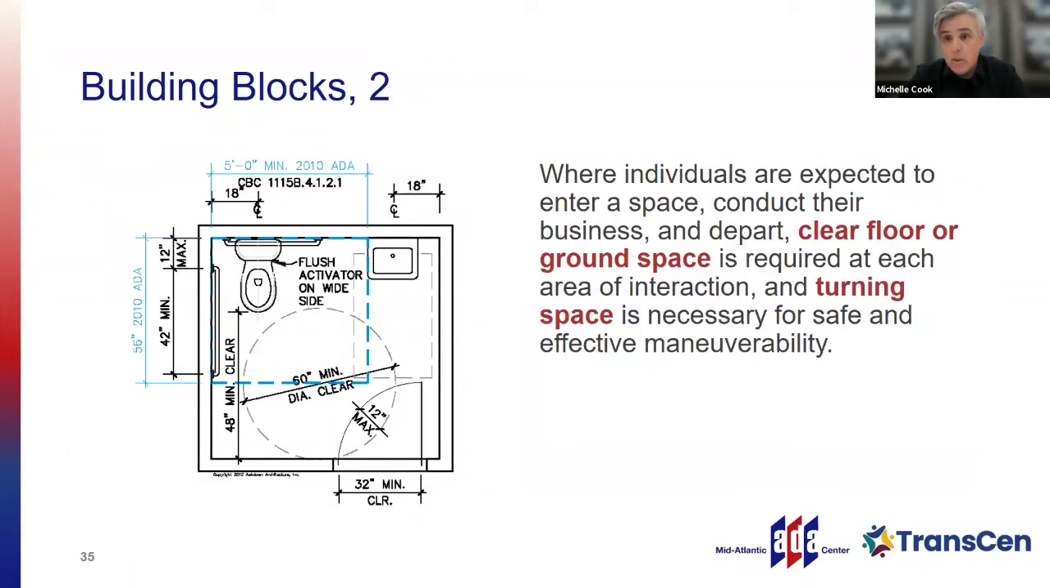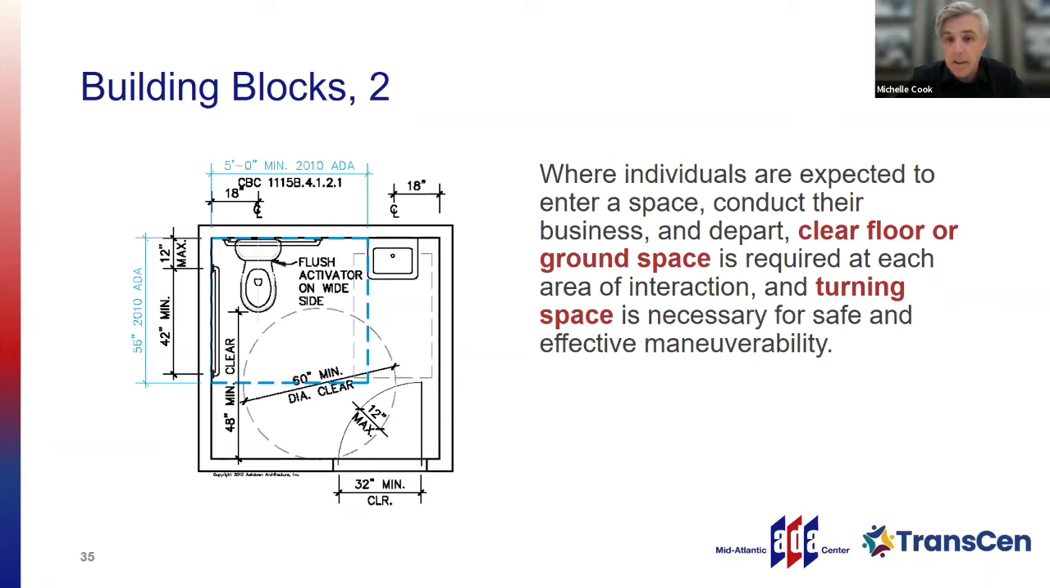Similarly, moving on to a couple of other building blocks, where individuals are expected to enter a space, conduct whatever business they're doing in there, and then depart that location, there should be a clear floor or ground space at each area of interaction, whether that's a drinking fountain, a service counter, a museum exhibit, a kiosk of some kind, anything that someone is meant to interact with, a sink, really anything that somebody is able to approach and use. That clear floor or ground space needs to be there for somebody who's using a mobility device.